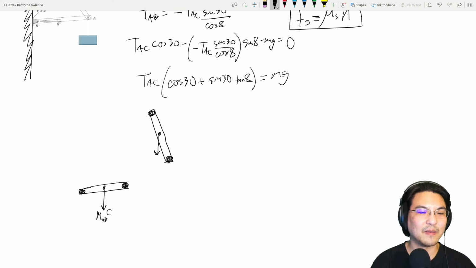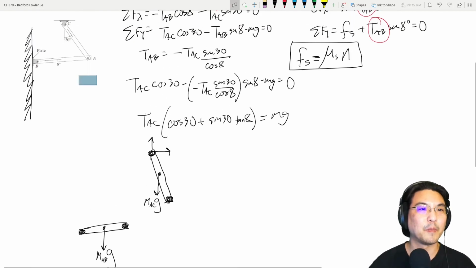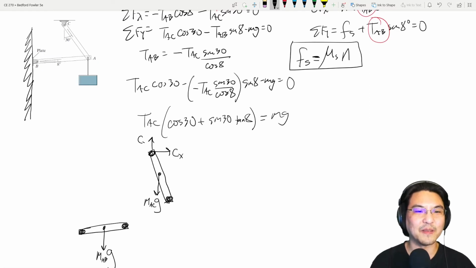Mass AB times g, that's the weight. Mass AC times g, that's the weight. And then all the other stuff. Here is C, so there's that pin over here at C. I'm just decomposing the reaction at the pin C. And over here, that's where there's the normal force and static friction. At joint A, if I decompose this reaction, these forces have to be equal and opposite over here.